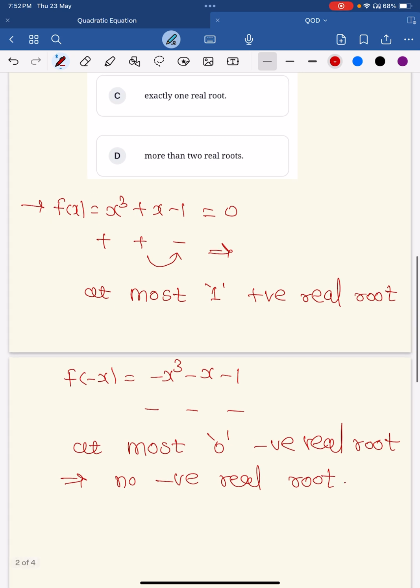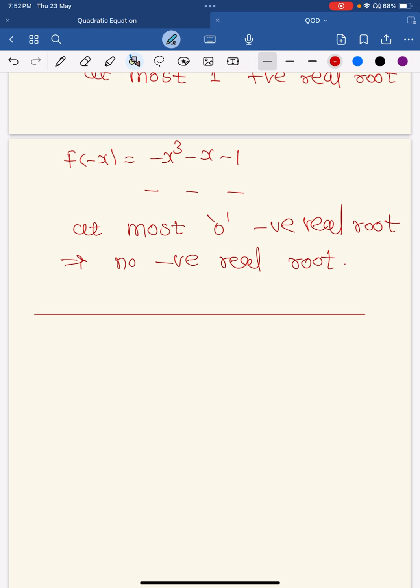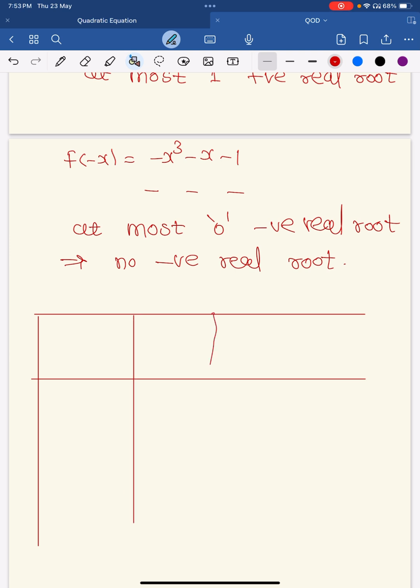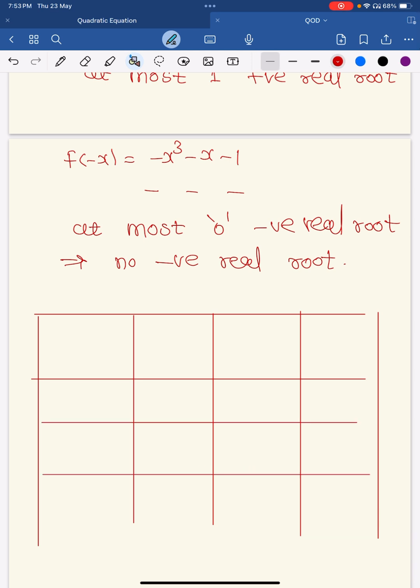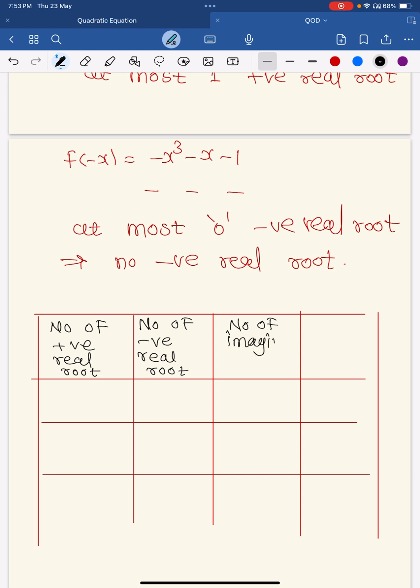Okay. Now we'll draw one chart for the number of roots: number of positive real roots, number of negative real roots, number of imaginary roots, and total roots.